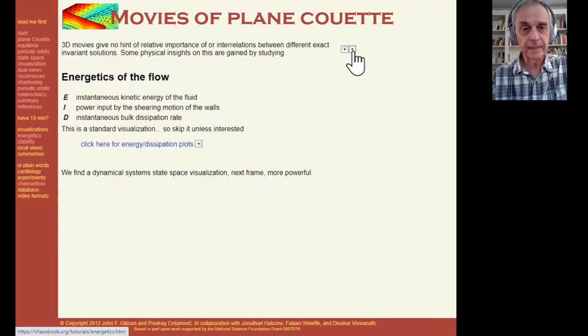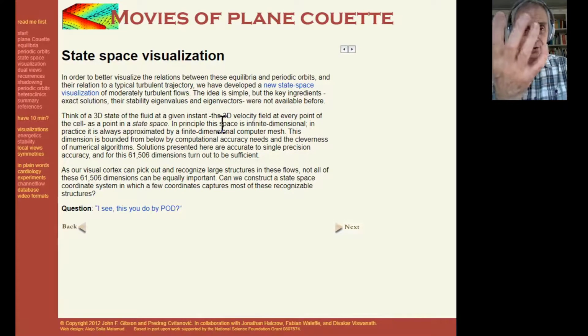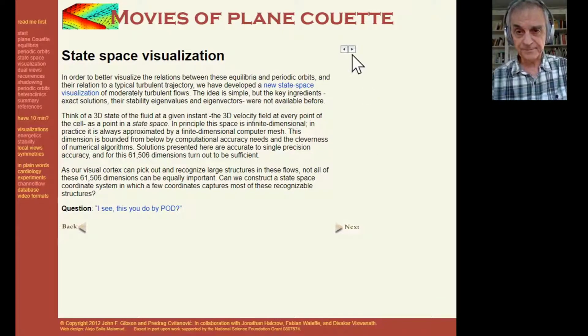So what do we do? Here is something that most people don't get taught, but it was the fundamental idea of Eberhard Hopf in 1948. You should look at the state space, meaning you should peer into 62,000 dimensions. So how do you do that? So I'll explain it.